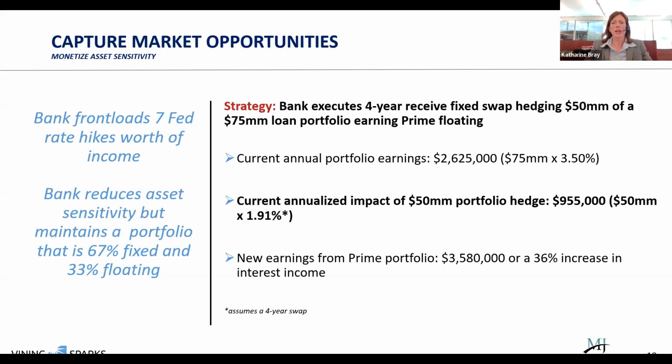So right now at 3.5%, the $75 million in loans generates about $2.6 million in annual income. Well, if we take $50 million of those loans and convert them to fixed, that adds an additional $955,000 because of that positive carry. So instead of earning $2,625,000 at rates where they are, you're going to earn $3,580,000. A big jump over current earnings.